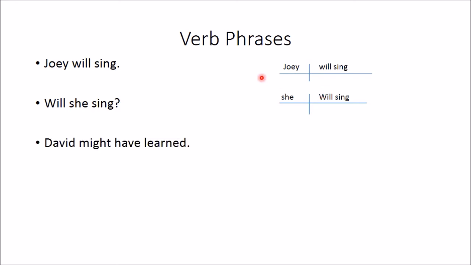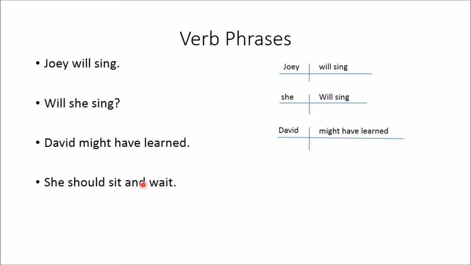Okay? David might have learned. Well, David's doing the action here, right? David, all of this whole thing is verb phrase. Might is a helping verb, have is a helping verb, learned is the main verb. So David might have learned. If you go back to your 23 helping verbs, both might and have are on the list. So those are both helping verbs and the word learned is the main verb.